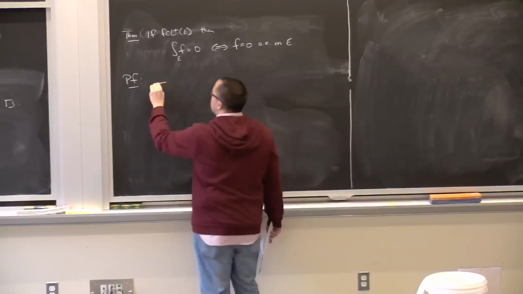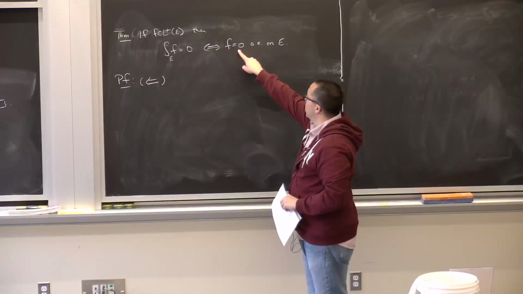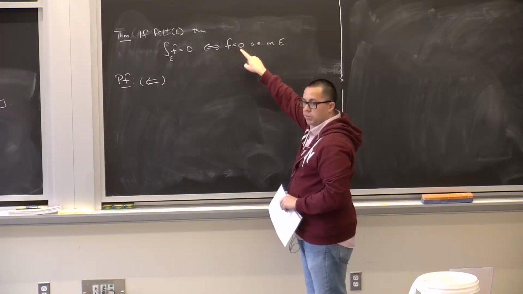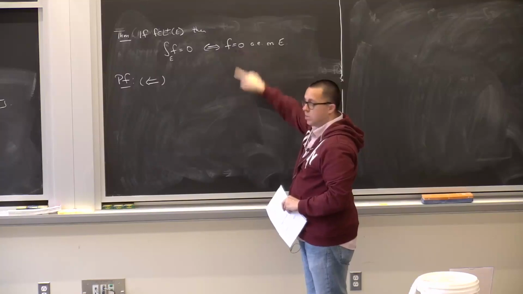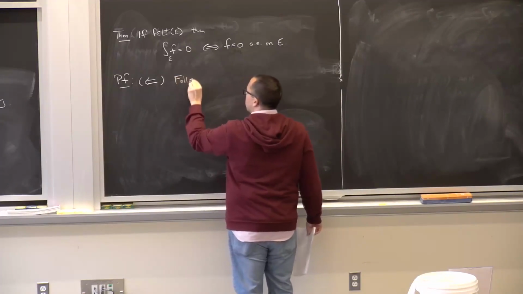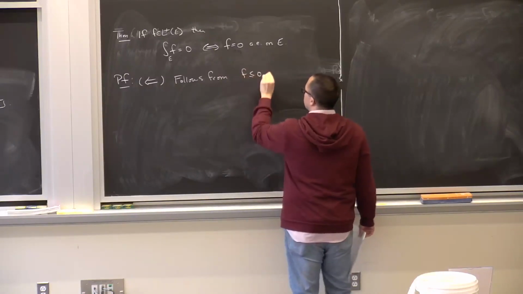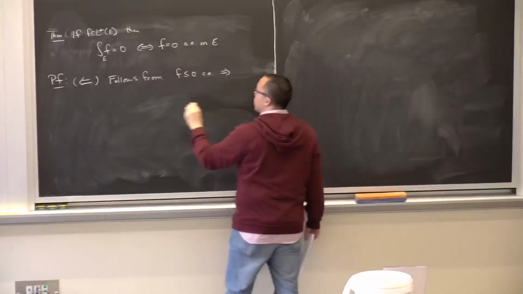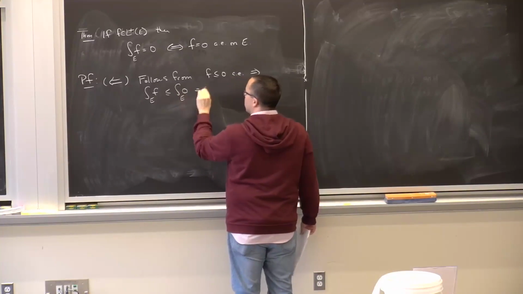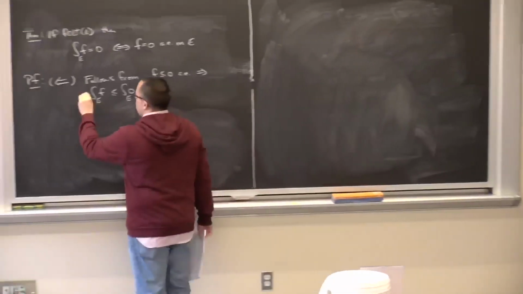Now, it's a two-way street. So one direction: if f is equal to 0 almost everywhere, then it's less than or equal to 0 almost everywhere, and therefore the integral of f is less than or equal to the integral of 0, and the integral of 0 is 0. So this direction follows from the fact that f is less than or equal to 0 almost everywhere, which implies that the integral of f over E is less than or equal to the integral of 0, which you can check is 0. And this is a non-negative quantity.